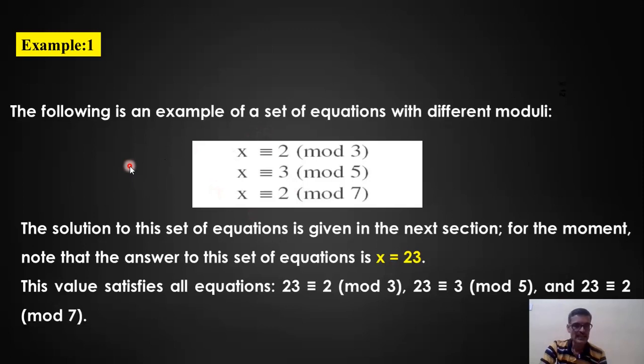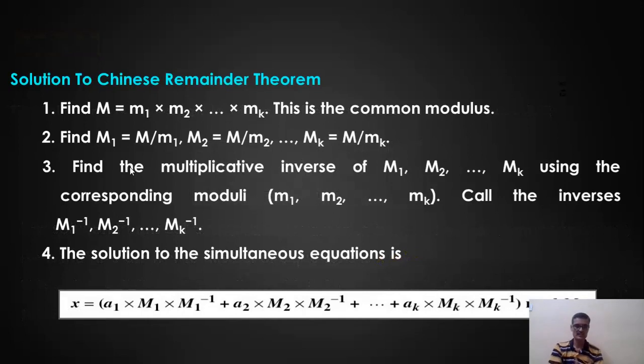The same answer we can get by using CRT directly. We don't have to go with a trial and error method; using CRT we can do this. Now how to do that? These are the steps, the same steps. We have to find again M, the product of m1 to mk. What is that M? I'll tell you later with that example.